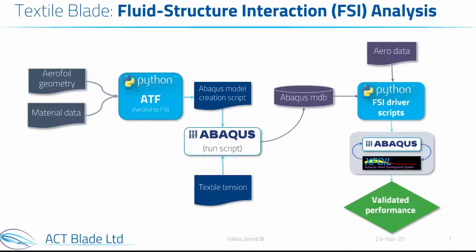If we then move on and have a quick look at our fluid structure interaction analysis, here we have two main Python sections again that are the scripting parts that do the work. The first part is for model creation, taking airfoil geometry, material data, and other properties. Again, through Abaqus run script options, we then create the model, and the other part is the FSI loop itself, where we couple Abaqus with Xfoil to perform the fluid structure interaction analysis. We've also validated this process and the analysis using wind tunnel testing.